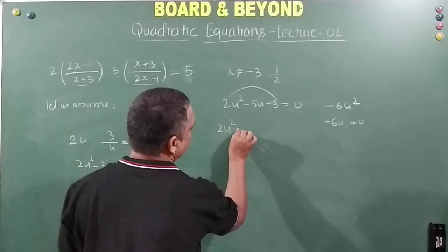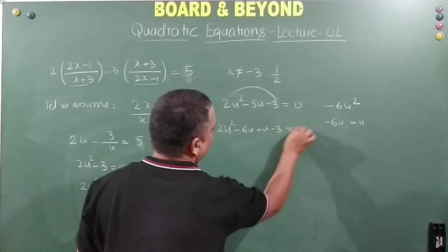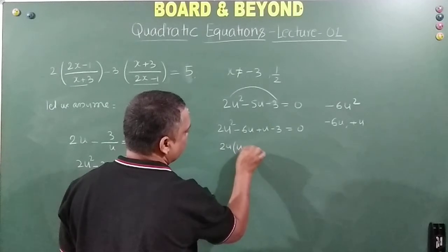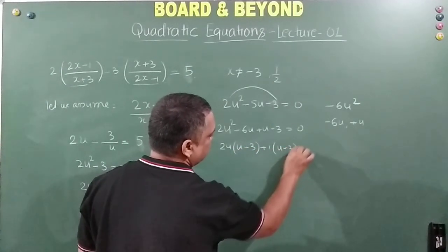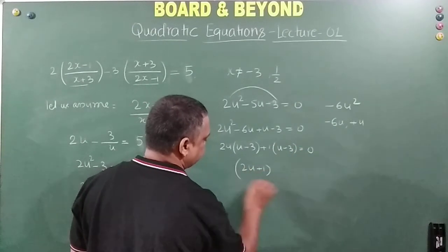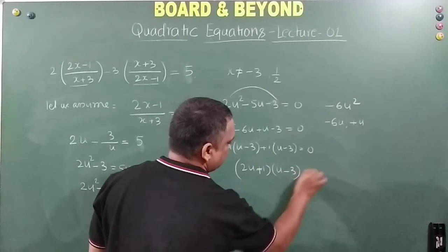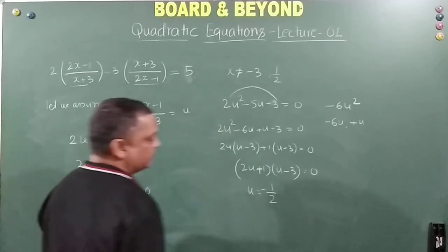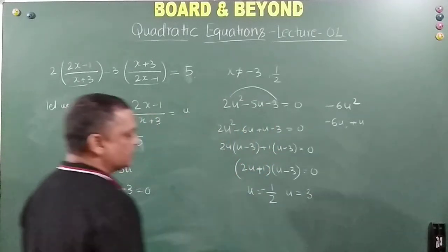So 2u square minus 6u plus u minus 3 is equal to 0. Now taking 2u common here, u minus 3, plus 1, u minus 3 is equal to 0. So 2u plus 1 and u minus 3 is equal to 0. So u is equal to minus half, and u is also equal to 3. So these are the two solutions.